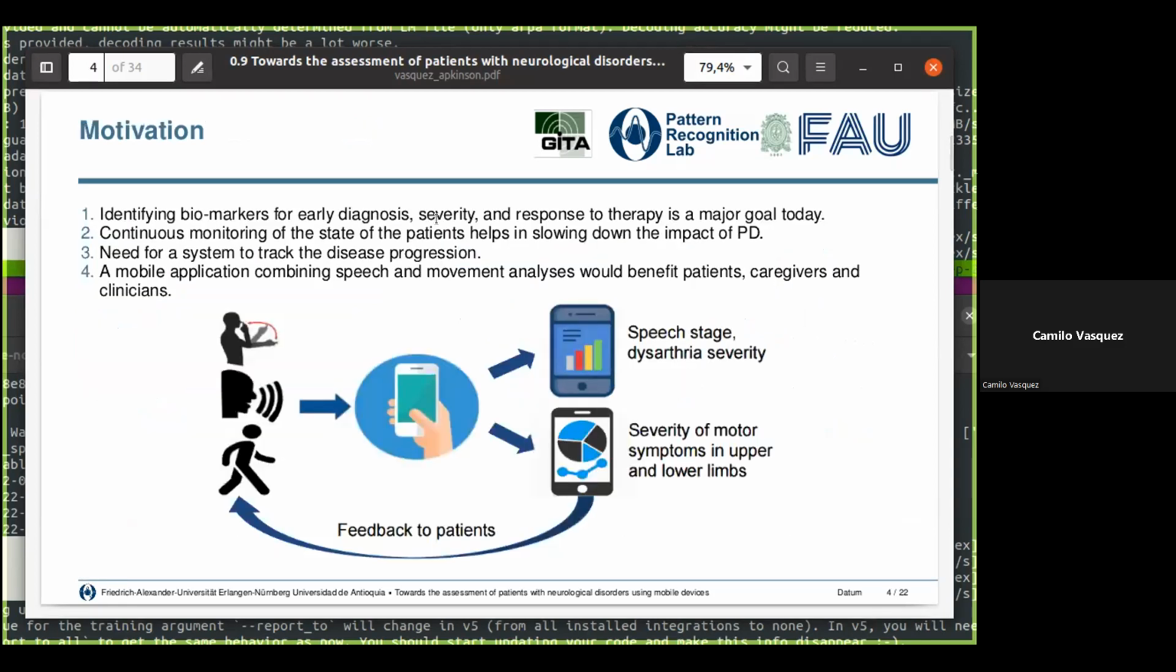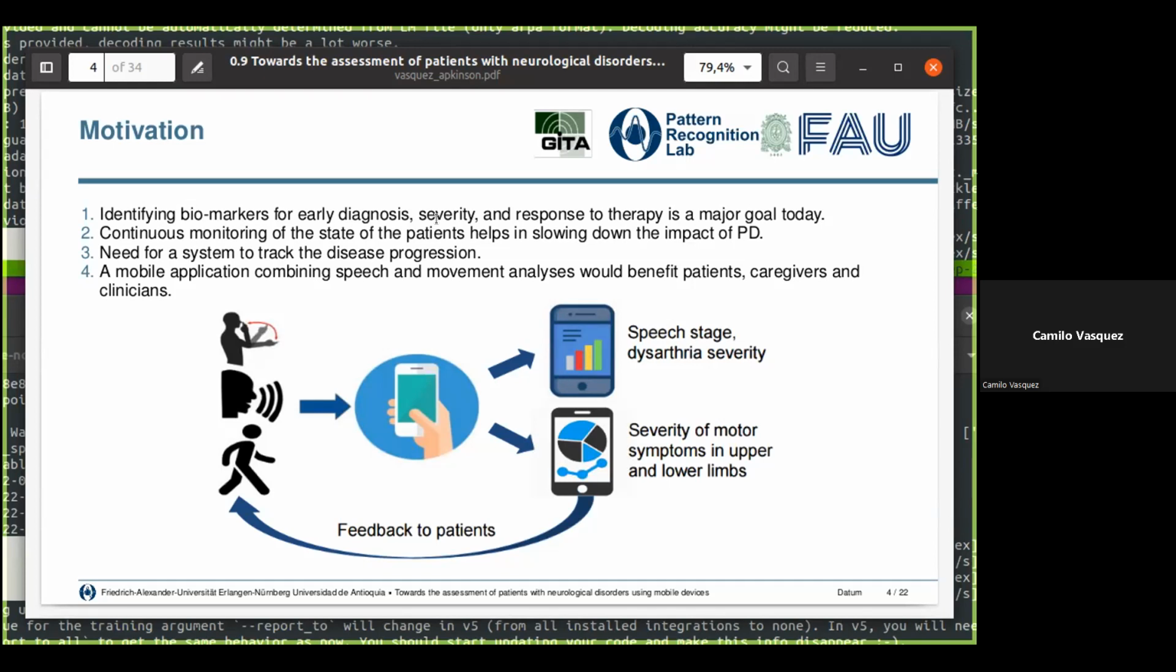The motivation behind developing Apkinson, and this study in general, is that the identification of different biomarkers for early diagnosis, disease severity, and response to therapy is a primary research goal today, with the aim of slowing down the impact of the disease, especially when the patients are already diagnosed. The continuous monitoring of the state of the patients, either the global neurological state or the disorder severity in speech, will help slow down the impact of the disease.